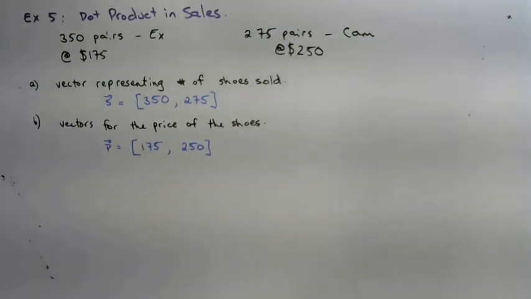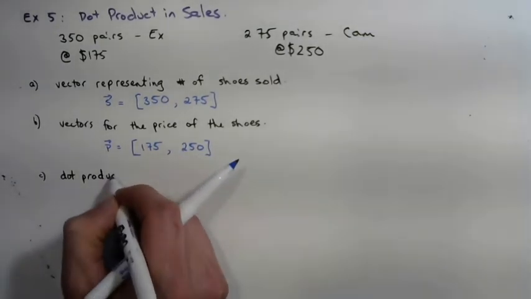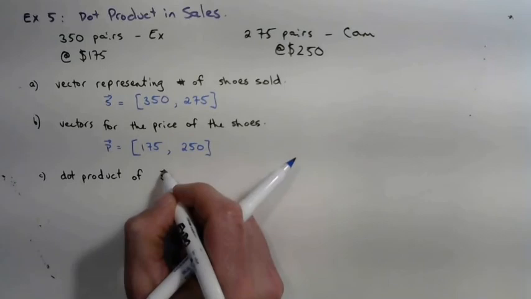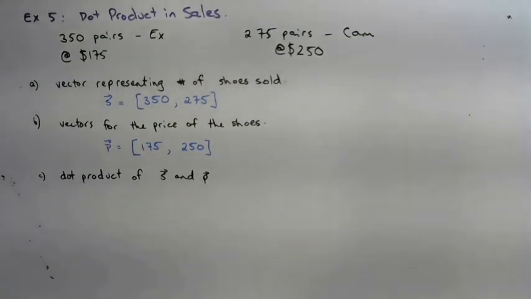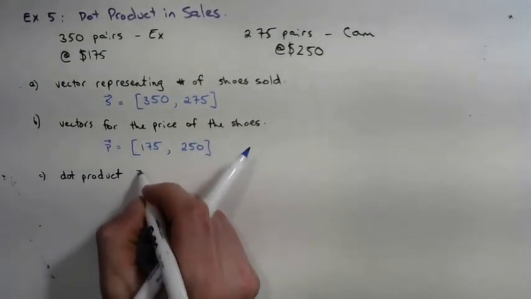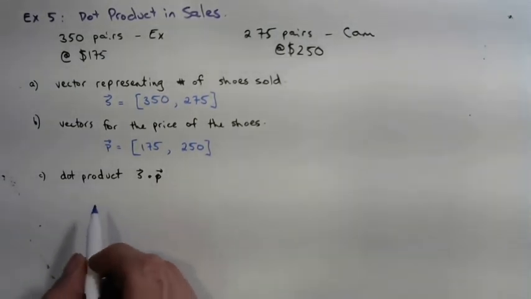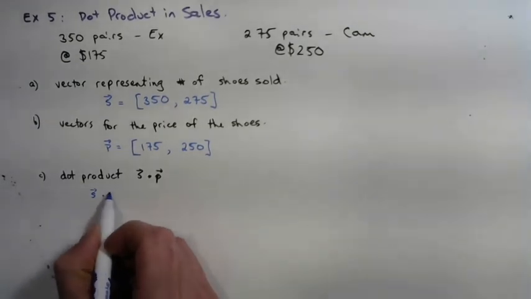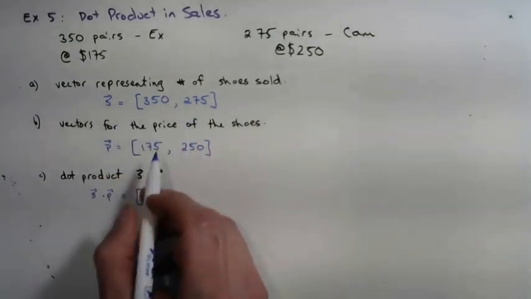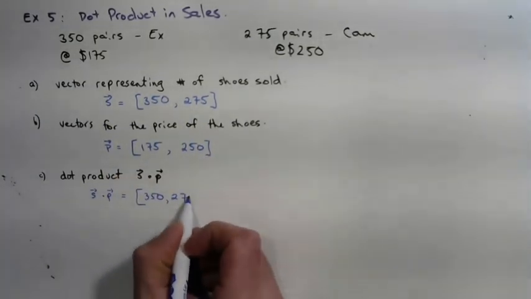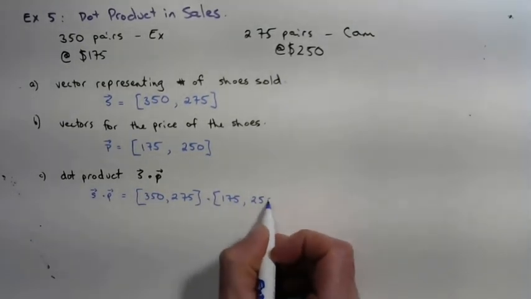This is a bit of an exploration. The dot product of S and P. We shouldn't write it that way. The dot product SP. And then we're going to talk about what it represents. Well, the dot product S dot P is equal to, we have these in Cartesian, so we're just going to rewrite them, 350, 275 dot 175, 250.